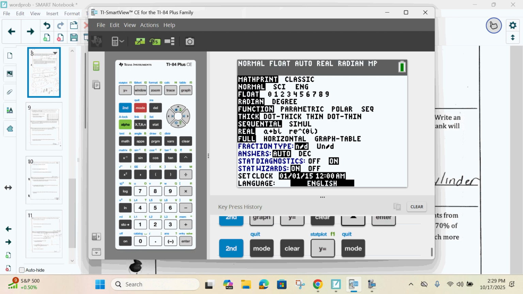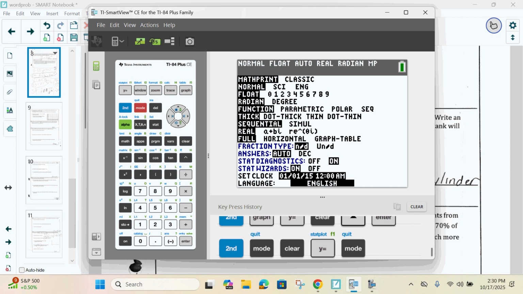All right, so your stat diagnostics need to be on. That gives you your correlation coefficient. Do you have it on yours or not? I don't think you do. So it's really easy, you just go highlight. Once you turn it on, I'm going to go with the diagnostic on. And now yours will be on. Okay, so you need stat diagnostics on.